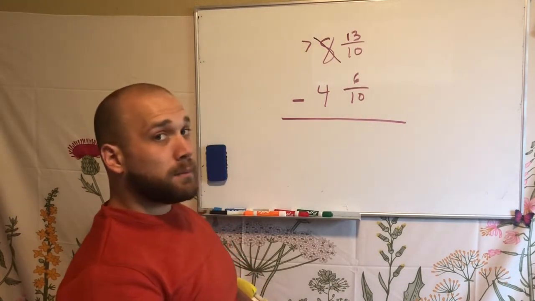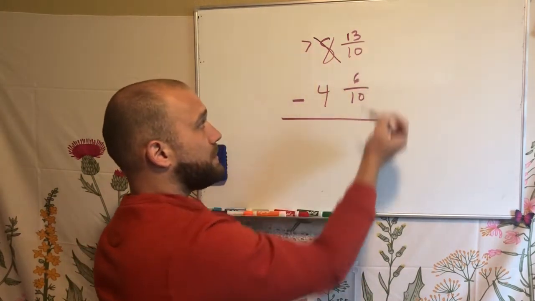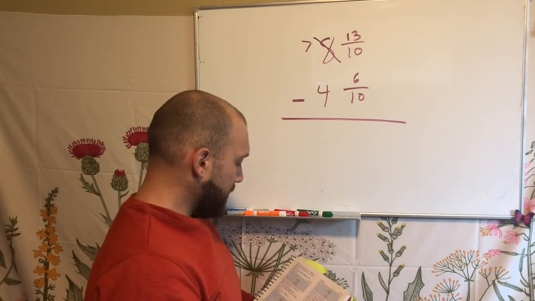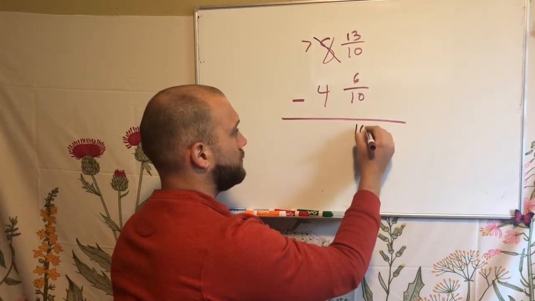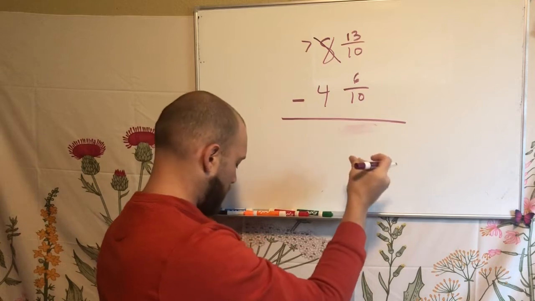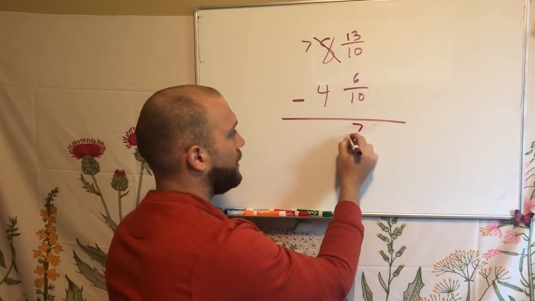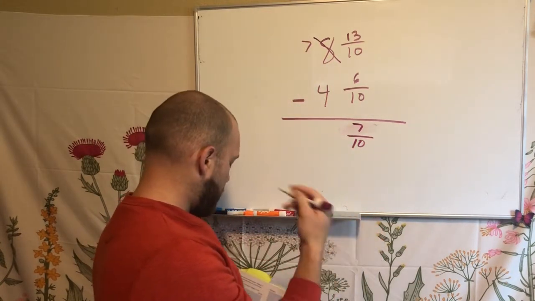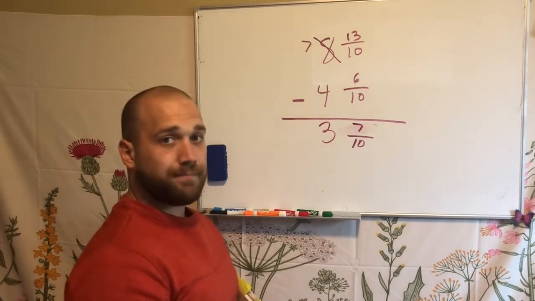Can I work the problem now? Yes, because I can do 13 minus 6. And what is 13 minus 6? Sorry, 13 minus 6 is 7. My bad. Denominator stays the same. What's 7 minus 4? 3. And there's your answer.